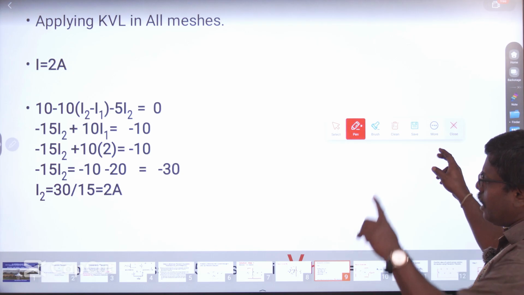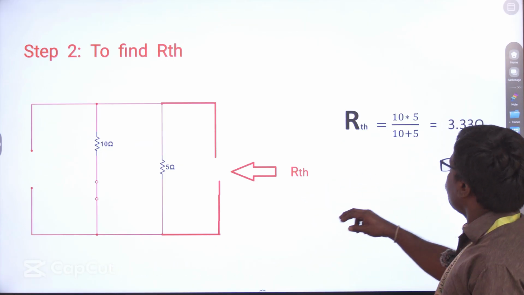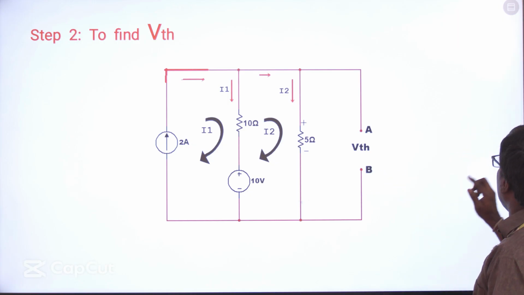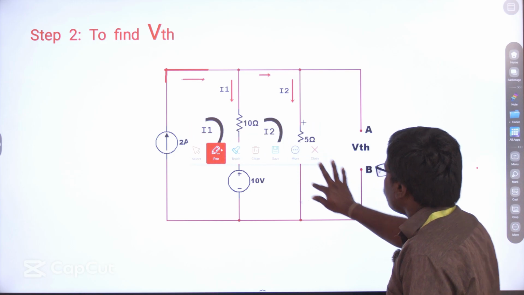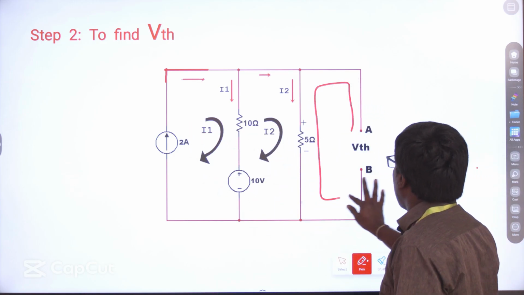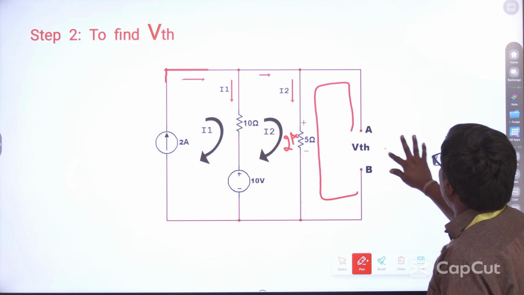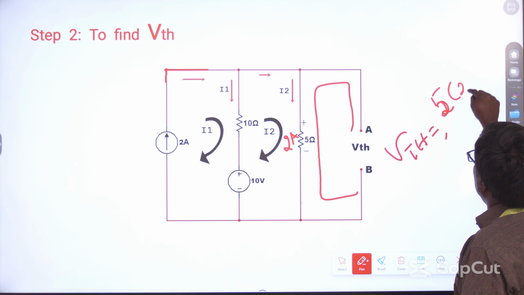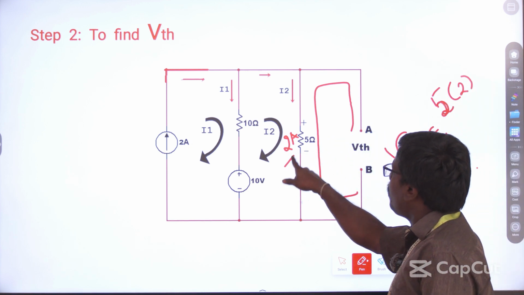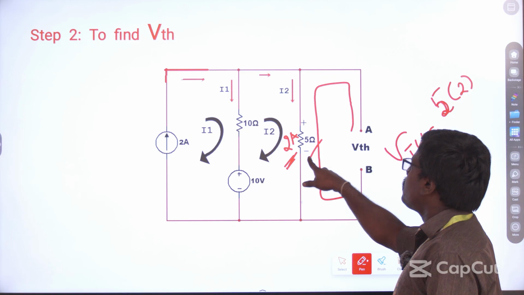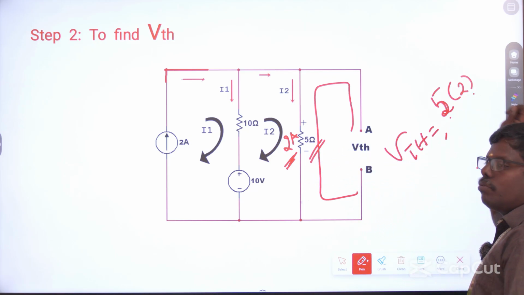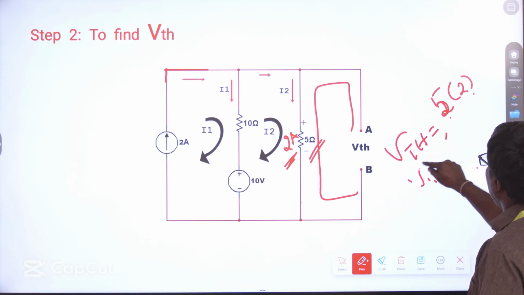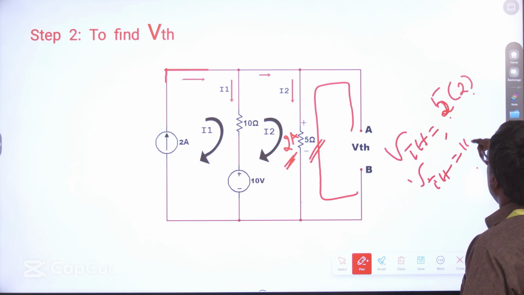Now I am going to take it as I2 there. So now I am going to determine the VTH. How are we going to determine the VTH here? We have already found that 2 amps current is flowing here. Now I am going to write VTH is equal to 5 into 2. Why did I put 2 here? Because the current entering this resistance is 2 amps, and the resistance is 5 ohms. We know the Ohm's law formula, V is equal to IR, so I apply the simple formula. So VTH is equal to 10 volts.